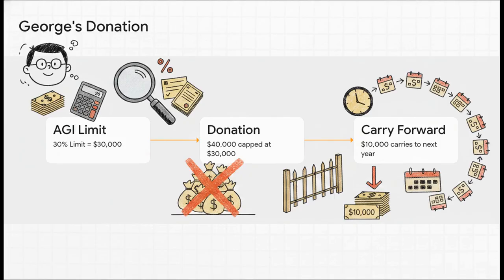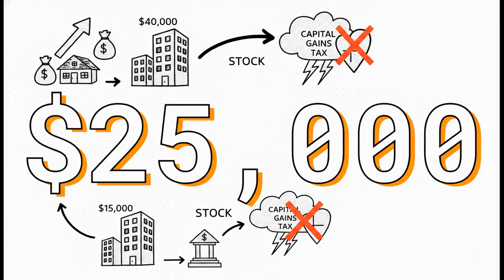But remember, his actual donation is worth $40,000. That clearly exceeds his limit. So what is George's deductible amount for this current tax year? His deduction is capped exactly at $30,000. However, that leftover $10,000 is not just lost to the wind. It simply carries forward to the next year, and he can actually carry it forward for up to 5 years. And right here, this brilliantly illustrates one of the absolute best tax strategies you can possibly use.